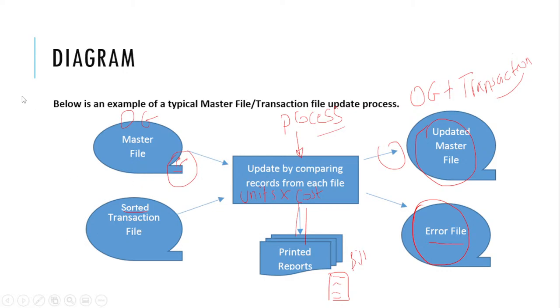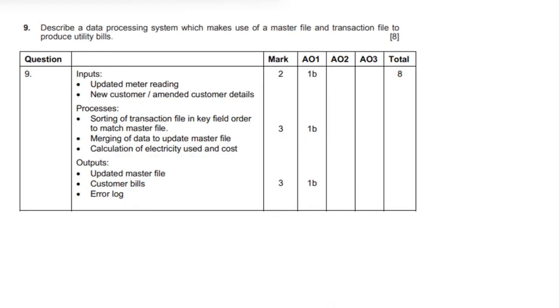So let's have a look at an exam question. Here we go. Describe a data processing system which makes use of a master and transaction file to produce utility bills. 8 marks. The reason why I wanted to show you this is because it's not a diagram. Don't use rectangles. Okay, try and stick to the shapes that you saw. Rectangles mean processes, that's why. And a master and transaction file is not a process. So I would steer clear. Now then, 8 marks, okay, you would say circles. Go for circles.